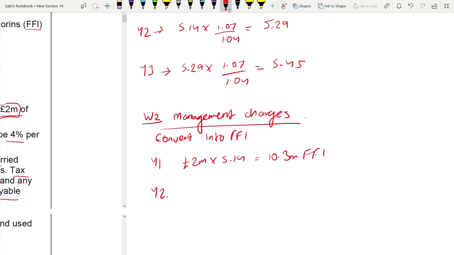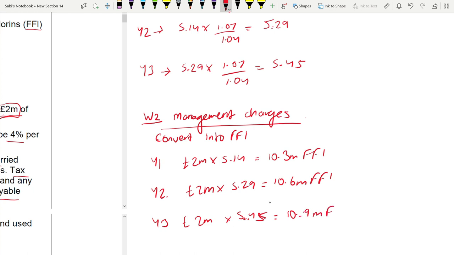Year 2, again 2 million multiplied by the rate 5.29, which will be 10.6 million FFI. And year 3, again 2 million because they told us every year it will be 2 million, multiplied by 5.45, equal to 10.9 million FFI.